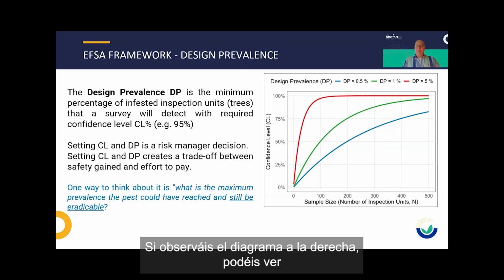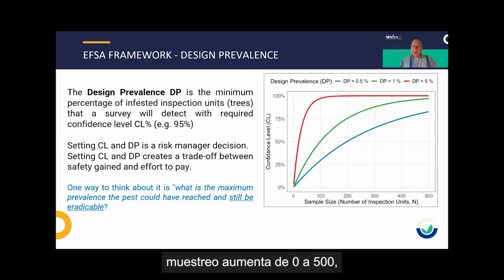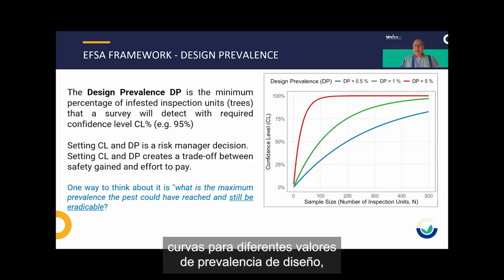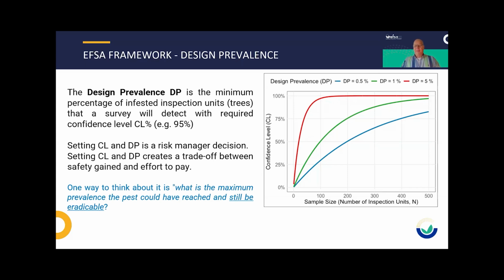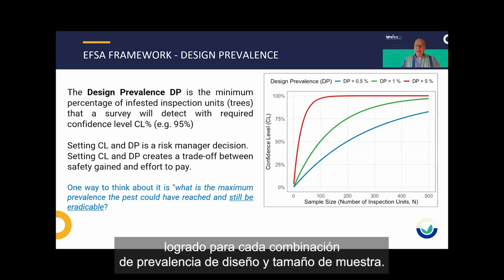And when we look at the diagram to the right, we can follow this trade-off between the two values. On the x-axis, you see the number of inspection units tested or inspected rising from 0 to 500. In color, you see a graph for the different design prevalence values from 0.05% to 1% to 5%. And on the y-axis to the left, you see the confidence level that is reached in a certain combination of design prevalence and sample size.